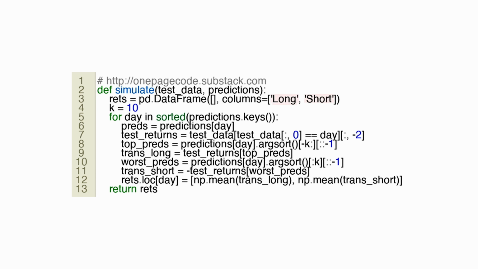The final line inside the for loop uses the lock function to insert a new row in the rets data frame, with the day as the index and the mean of the trans-long and trans-short values as the values for the long and short columns, respectively. After the for loop ends, the function returns the rets data frame, which contains the daily average of the trans-long and trans-short values for each day in the predictions.